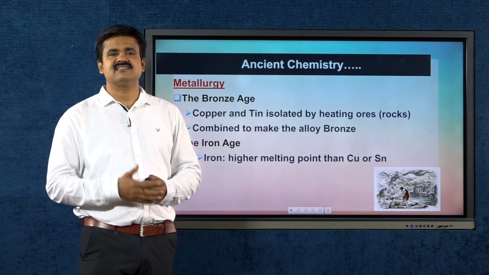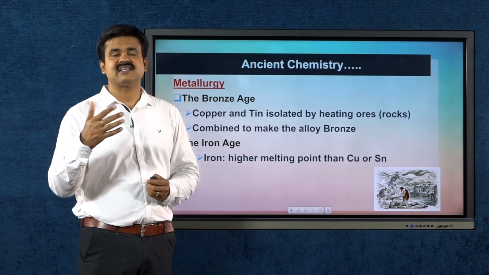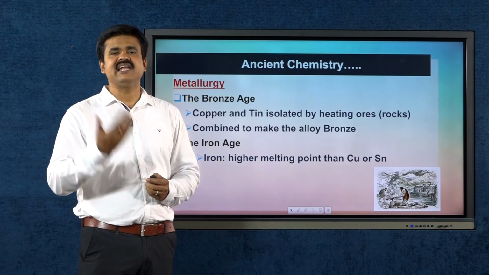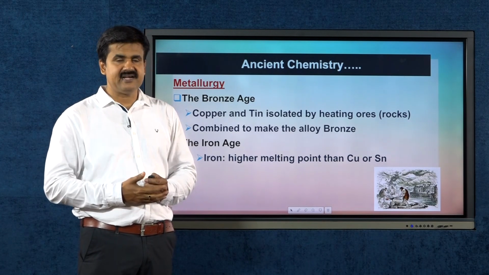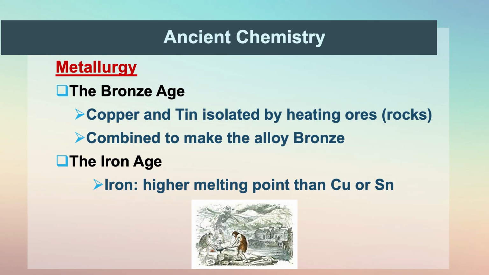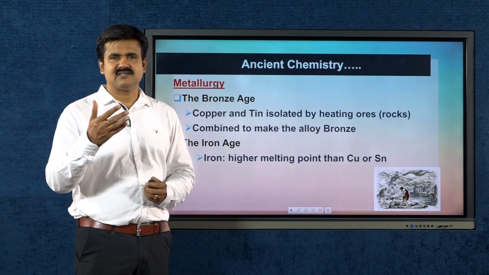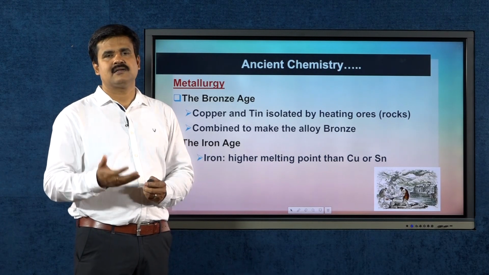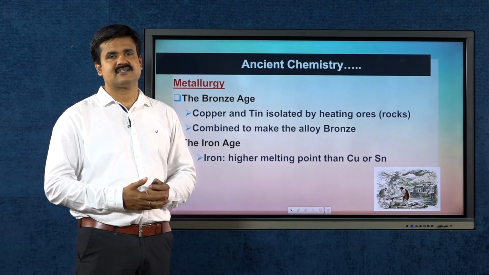The next age is the Iron Age. After the Bronze Age, there is the Iron Age. In the Iron Age, they prepared and isolated iron, and they found that the metal iron has a higher melting point than copper or tin. This happened in the Iron Age. So, in the ancient chemistry period, there was fire, metals and metallurgy. There was the Bronze Age, there was the Iron Age, etc.